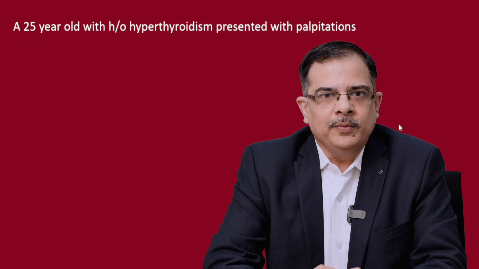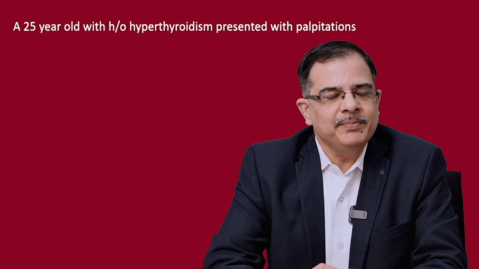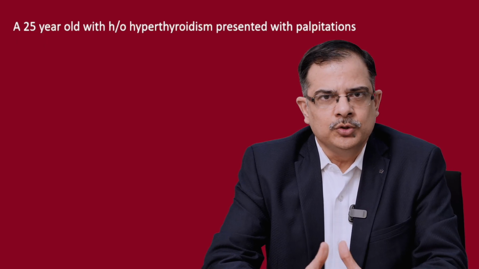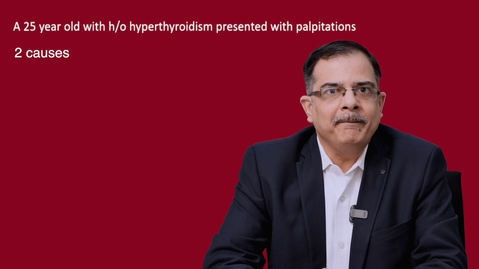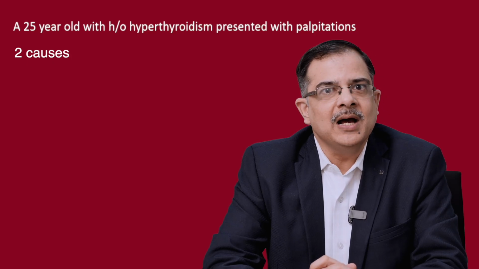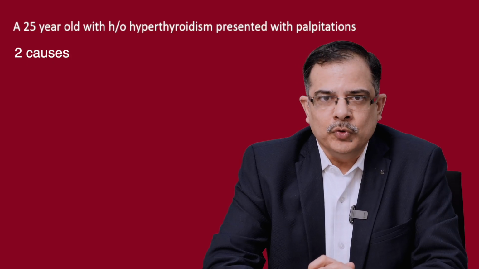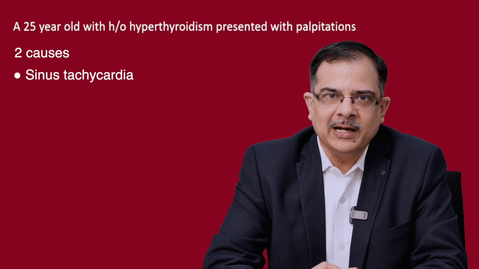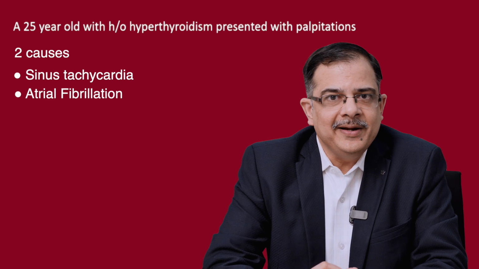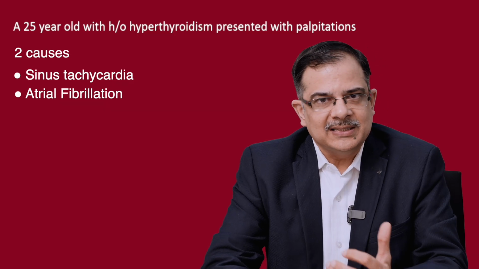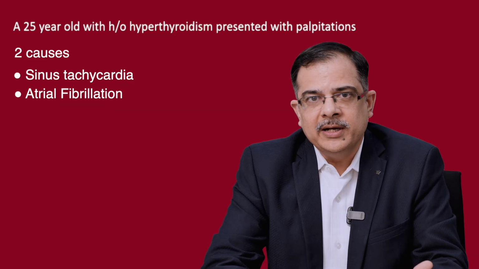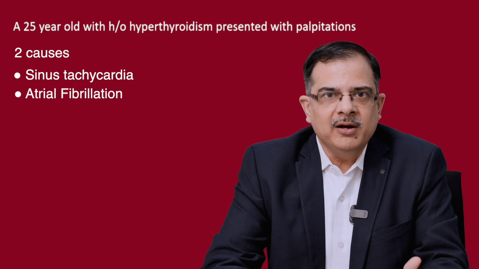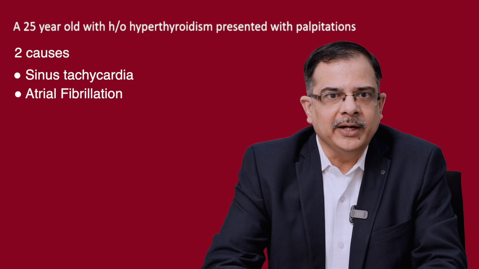Next clinical scenario: the patient has hyperthyroidism and presented with palpitations. There are two causes of palpitations in a patient with hyperthyroidism. One, the most common cause, is sinus tachycardia due to sympathetic overactivity, and second is atrial fibrillation. Sinus tachycardia will have a regular heart rate. Atrial fibrillation will have an irregular heart rate.